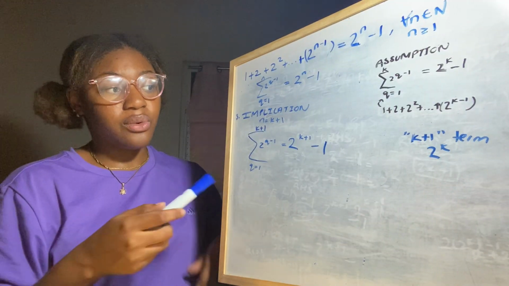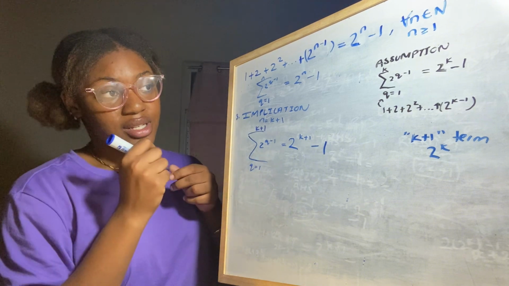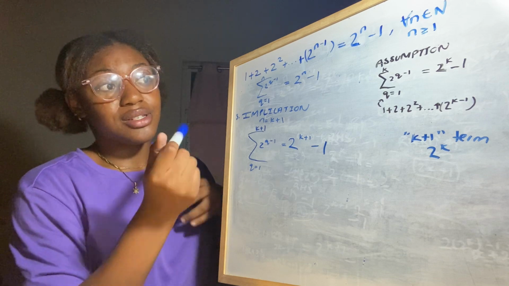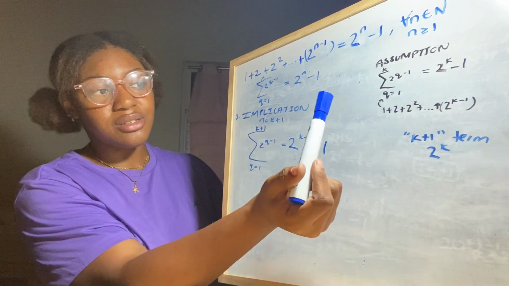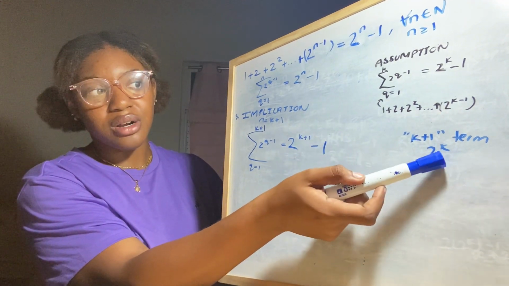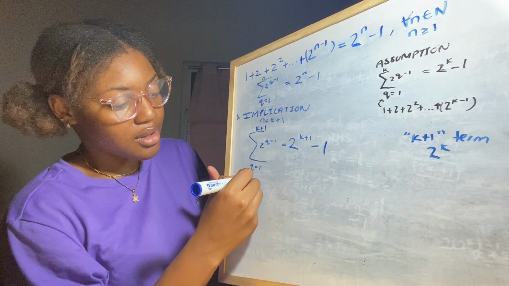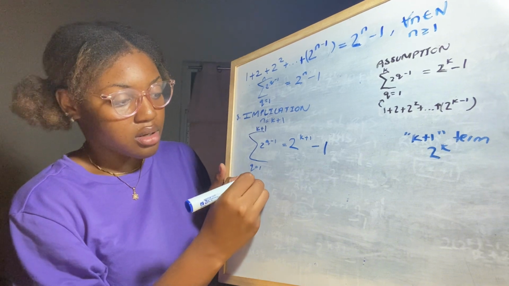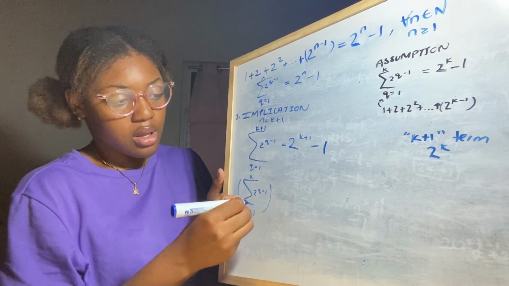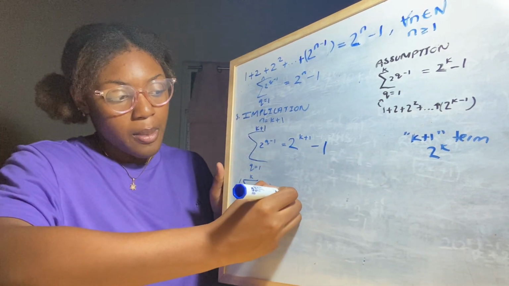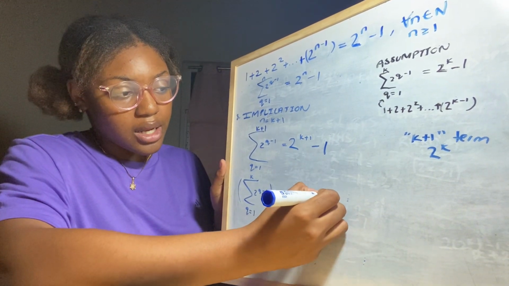Next, recall that with our assumption, we can use the assumption to show this. Since this is showing the sum of terms from 1 all the way to the kth term, we can simply use this and just add our k plus 1 term, because it's the same thing. So I'm going to have our assumption plus our k plus 1th term, and that would be equal to our right hand side.